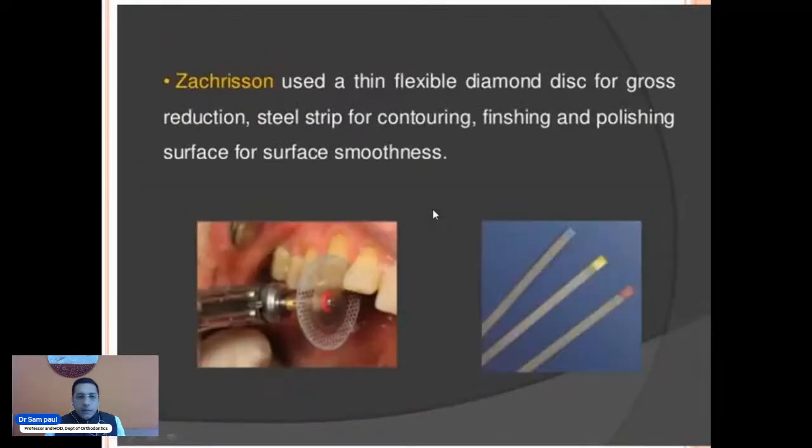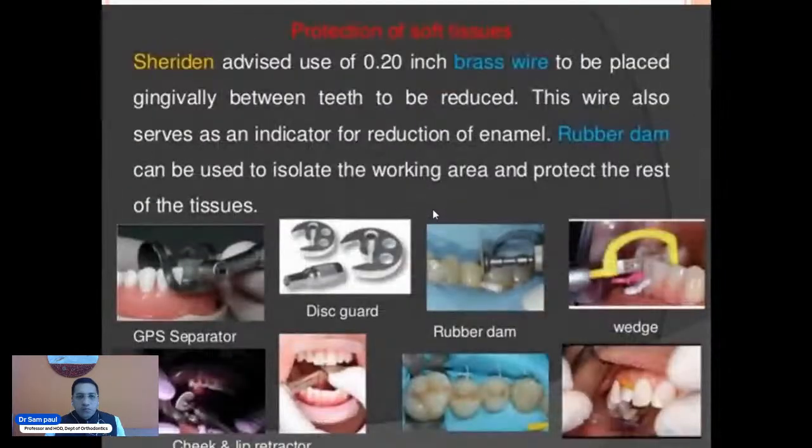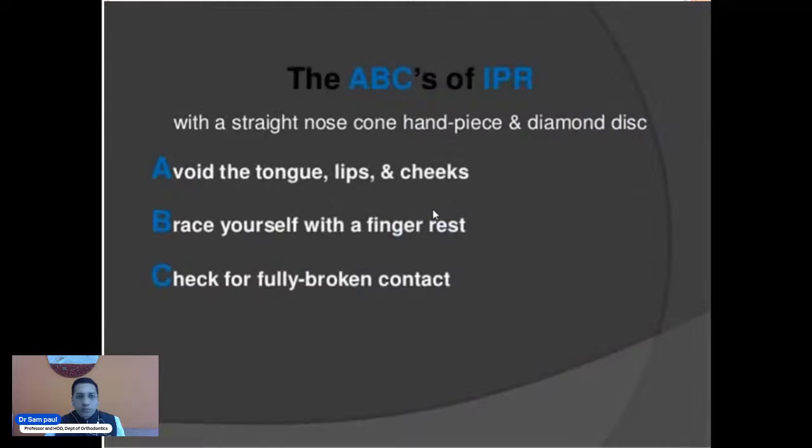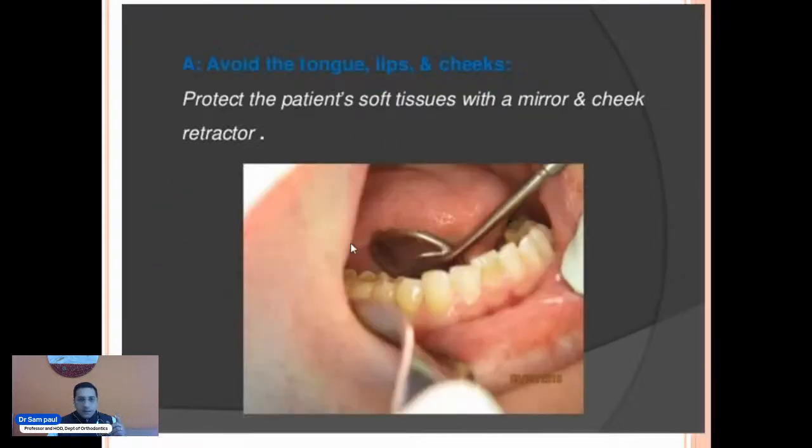I don't want to go into detail about this. Okay, you have to be very careful not to injure the tongue, lips, and cheeks. Always take your finger rest when you do that procedure and check for fully broken contact. The contact has to be completely broken. In some cases, when we look at the incisal tip, the contact will be broken, but when you go to the gingival level, the contact won't be fully broken. That again hampers the movement of the teeth when you use the aligners.